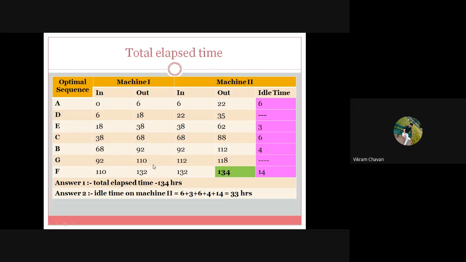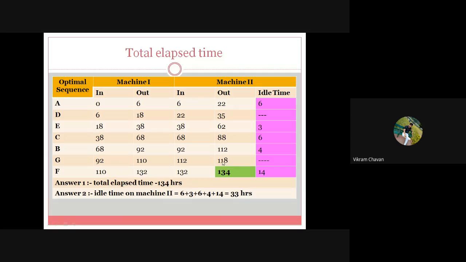But the G job will be processed at 110th hour, and it will be available for machine 2. Okay, but here machine 2 is in a working condition on B job. So it will be free after 112 hours. But the job is already available for this particular machine 2, so there will not be any idle condition for this job, and it will take 6 hours to process on machine 2. So it will come out after the 112 hours.